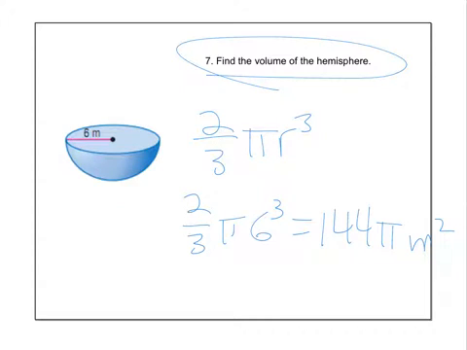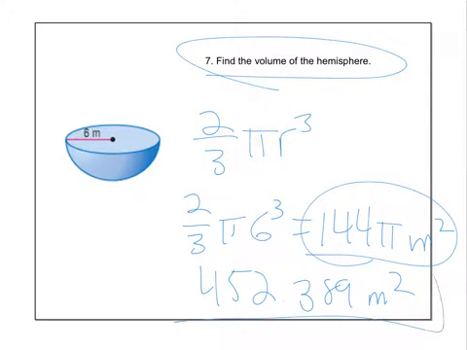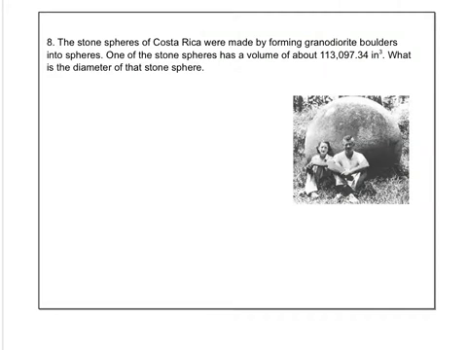Now when I multiply it, I get 452.389. So pay attention on the assignments. Pay attention on quizzes and tests. If it says exact, this is what I want. If it says rounded, that's what I want. So make sure that you got those two separated.